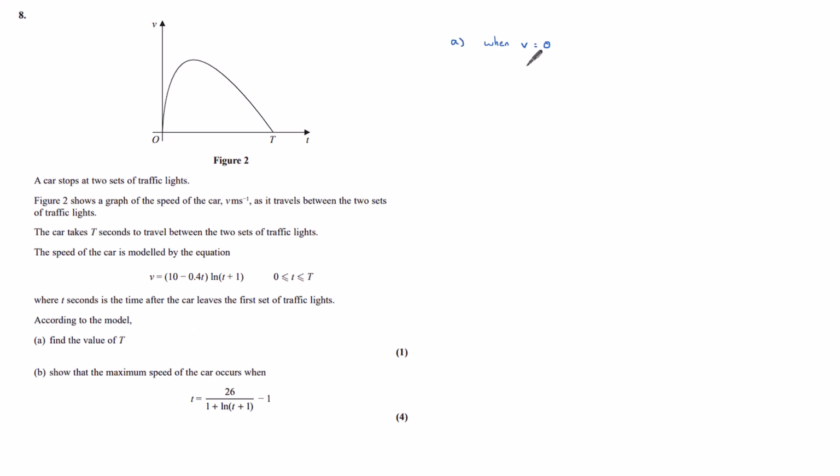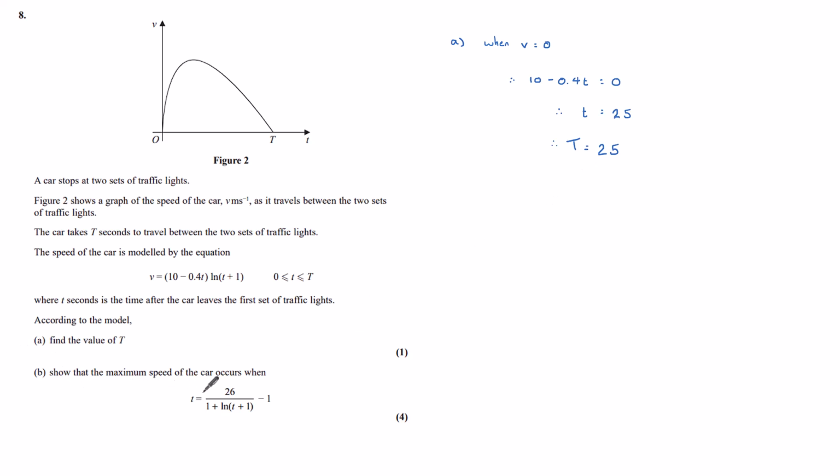So when v is equal to 0, that's these 2 points here on the graph. When we have an equation written as two products, v is equal to 0 when either 10 - 0.4t is equal to 0, or when ln(t + 1) is equal to 0. Now, ln(t + 1) is equal to 0 when t is equal to 0, and that's the first value that we already have. So the value we're interested in is when 10 - 0.4t is equal to 0. Rearranging this, adding 0.4t to both sides and then dividing by 0.4, we get t is equal to 25. And so the capital T value is 25.